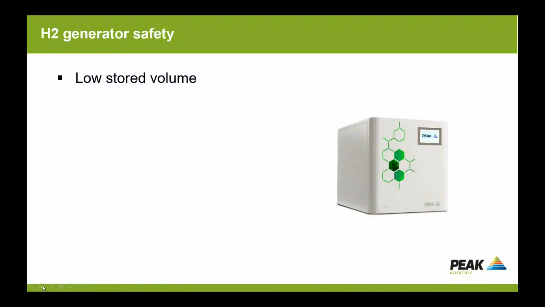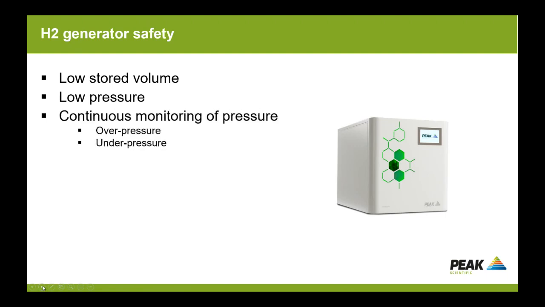When we look at the hydrogen generator itself, what safety features does it have? So I mentioned before, it has a low internal volume of gas at a low pressure, but a high enough volume of gas and high enough pressure to supply a number of GCs simultaneously. The system has internal monitoring of pressure to make sure that not only is it leak-free, but also to make sure that the system pressure doesn't become too high.